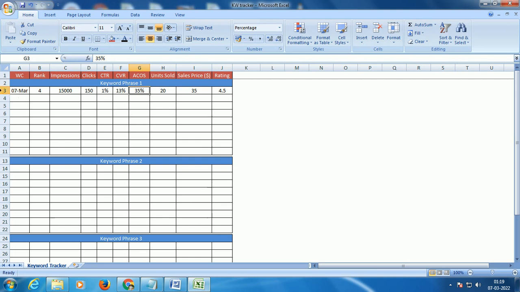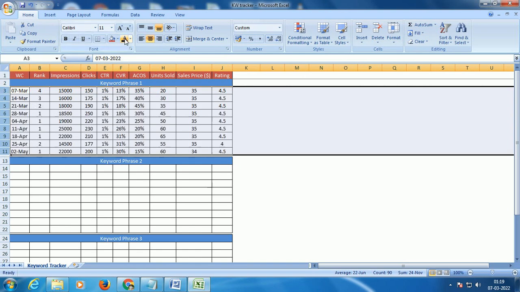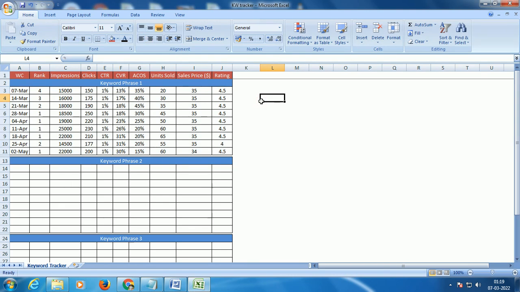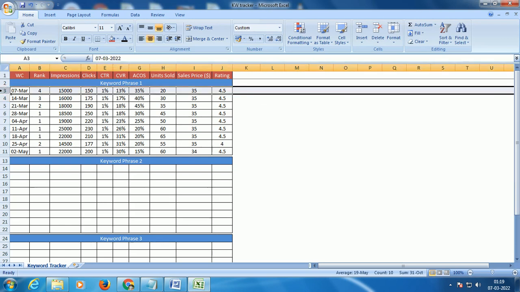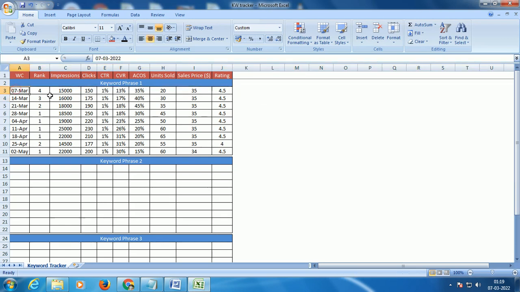Now, what I want to know is, over a period of time, I want to get this data updated. When I have these numbers updated, I'll be able to view my trend. So what do we see here? If you look at the first row, number 3, during the week commencing 7th March, we are ranking number 4. Our position is number 4. At this position, we have got 15,000 impressions.